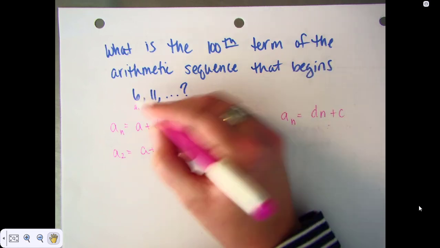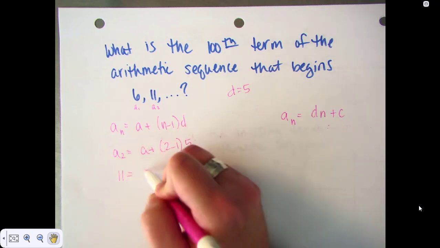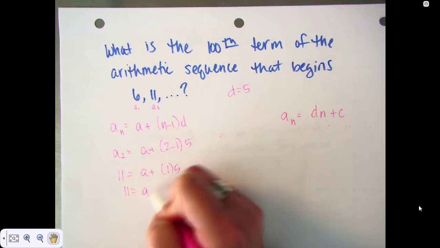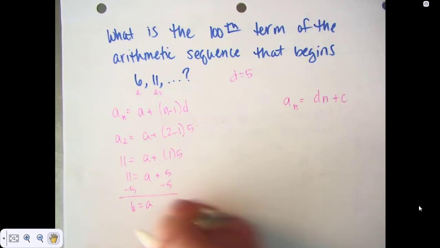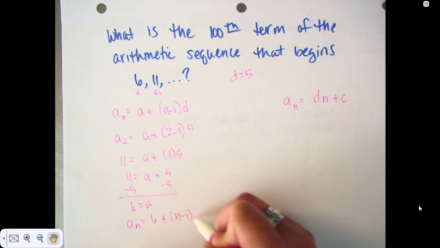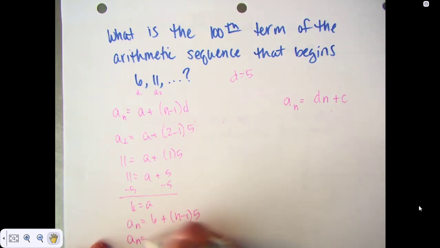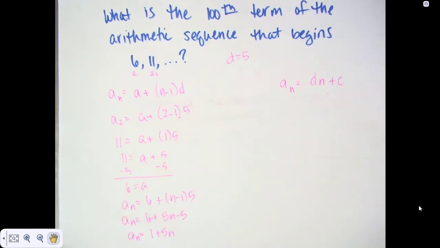The common difference, well, the difference between those two is 5. So A sub 2 is 11. 2 minus 1 is 1. Solving for A, we get this. So then you'll have A sub n equal to 6 plus n minus 1 times 5. And then simplify that. So you'll have 6 plus 5n minus 5. And then you'll get 6 minus 5 is 1. And there's your arithmetic sequence.